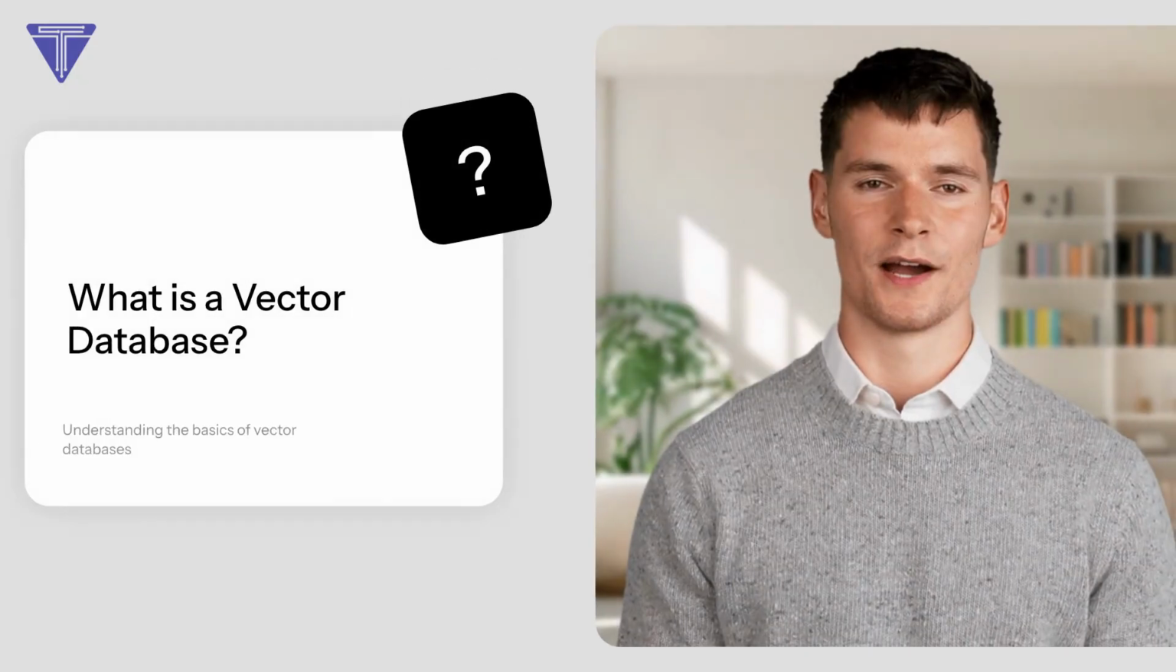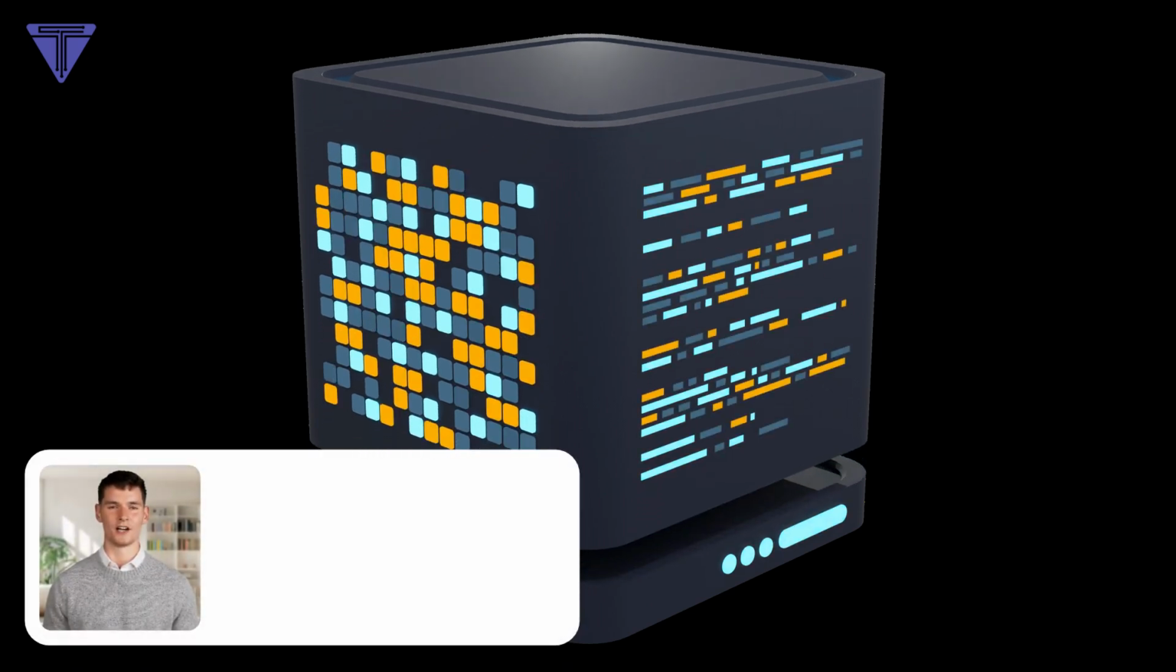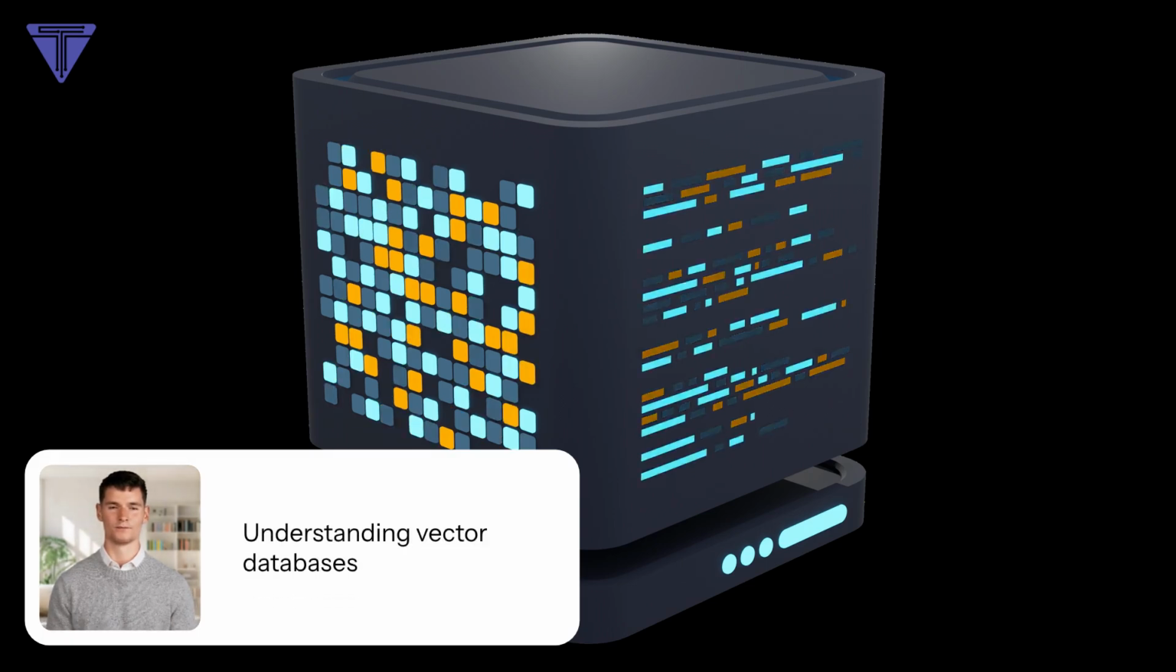What is a vector database? A vector database is a type of database designed to store and search high-dimensional vector data. But what does that mean?